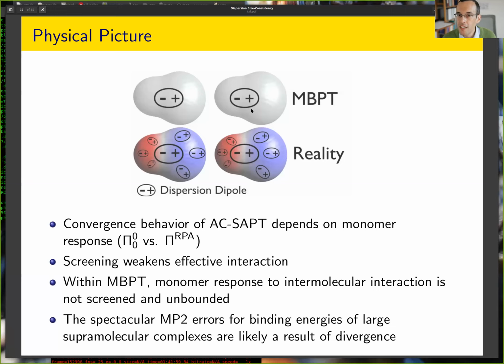So what this means is that if you have a dispersion dipole, that dispersion dipole in the monomers cannot induce other little screening dipoles that attenuate the interaction between the two. And that's why the interaction becomes long range and too strong to be tractable by perturbation theory. So this is, physically speaking, the reason.